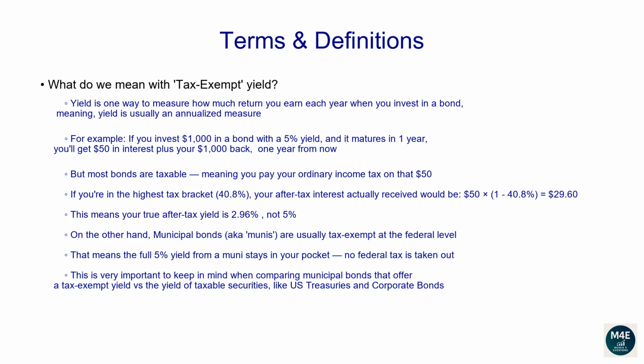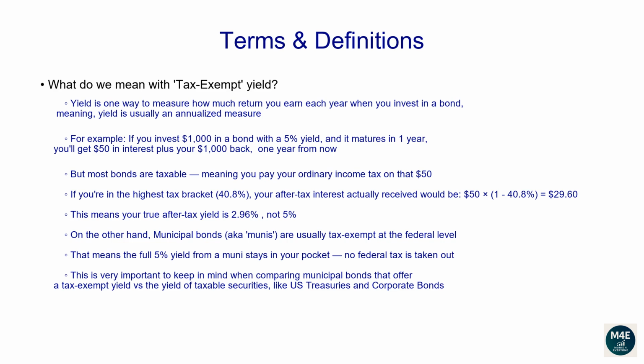But most bonds are taxable, meaning you pay your ordinary income tax on that $50. If you're in the highest tax bracket, 40.8%, your after-tax interest actually received would be $50 times 1 minus 40.8%, and that gives us $29.60. This means your true after-tax yield is 2.96%, not 5%.